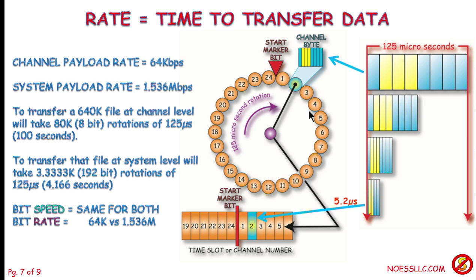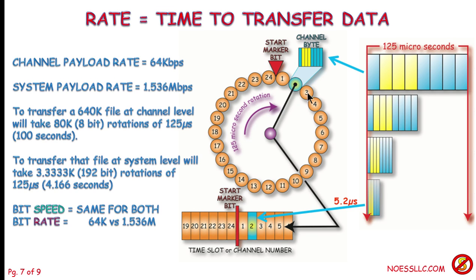But if I look at the entire system rotation payload, I've got 24 time slots or channels of 8 bits each, 8,000 times per second. So if I really start going around here, I'll find that I have 1.536 million bits per second, because I've got 64 kilobit capacities. So that brings me to this, to give you an idea: to transfer a 640,000 bit file at the channel level, 64 kilobits, it will take 80,000 of these rotations, each one of which is 8 bits. So rotations of the 125 microseconds, that is, it'll take 100 seconds to transfer this 640K file.